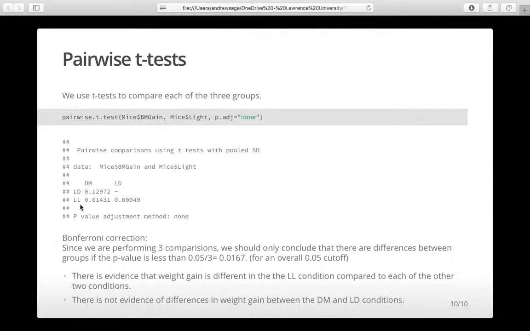In the next row, we have comparisons between the light setting, so the mice who were kept in bright light all the time, and each of the other two, the dim light setting and the light-dark setting. We see that both of those p-values are smaller, certainly less than 0.05.